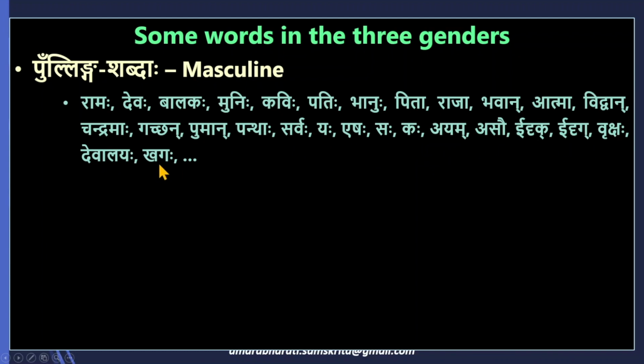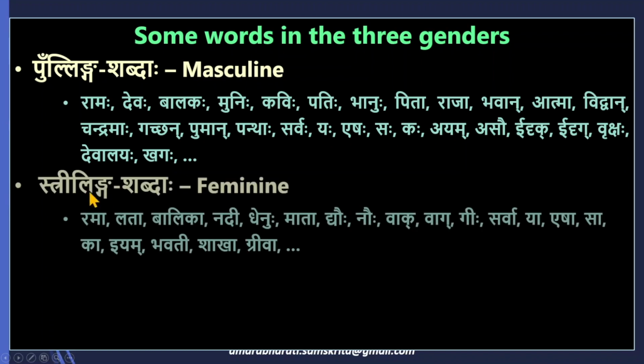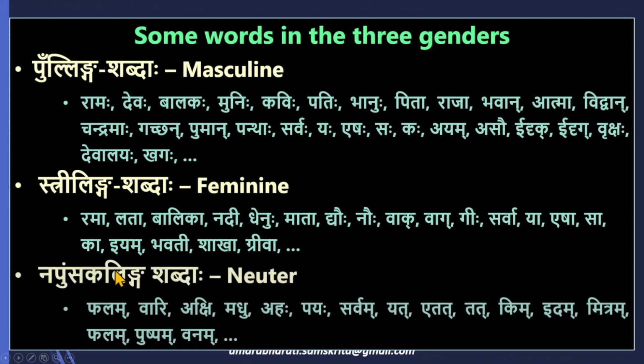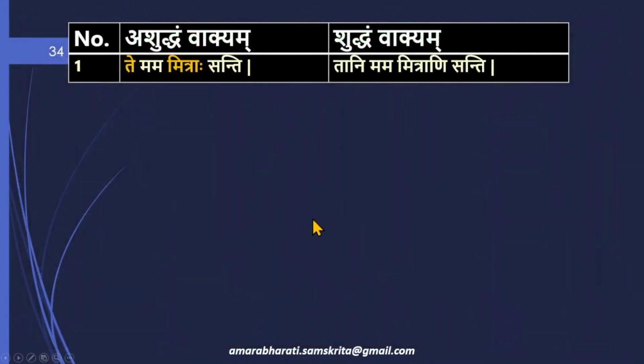Vrikshah, Devalayah, Khagah. And Strilinga padas, feminine gender words, are Rama, Lata, Balika, Nadi, Dhenuhu, Mata, Dyauhu, Nauhu, Vag, Gauhu, Sarva, Ya, Esha, Sa, Ka, Iyam, Bhavati, Shakha, Griva, etc. Then Napumsakalinga shabda are Phalam, Vari, Akshi, Madhu, Ahaha, Payaha, Sarvam, Yat, Yetat, Tat, Kim, Idam, Mitram, Phalam, Pushpam, Vanam, etc.